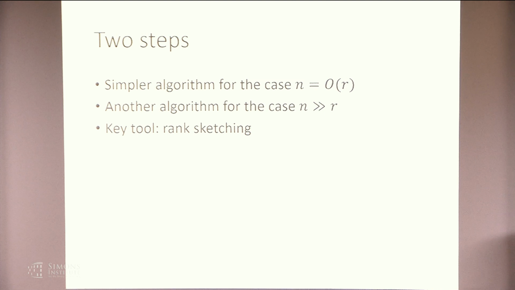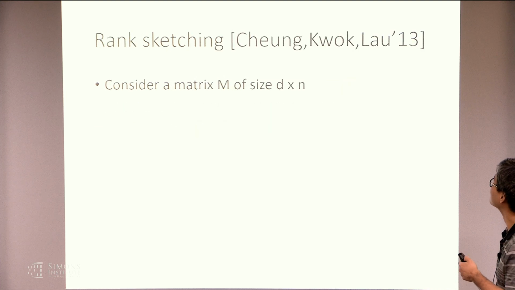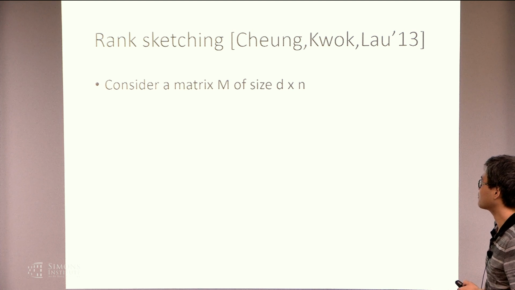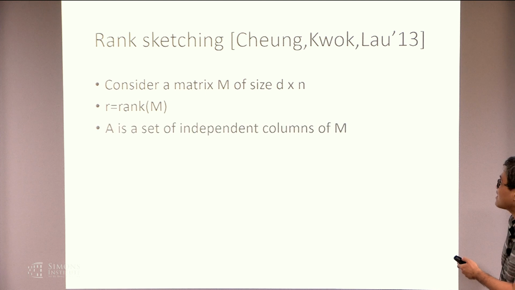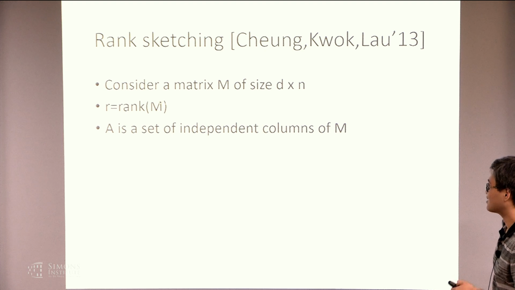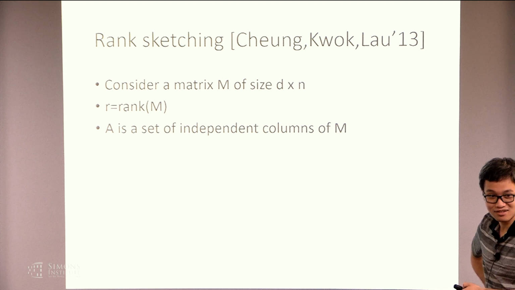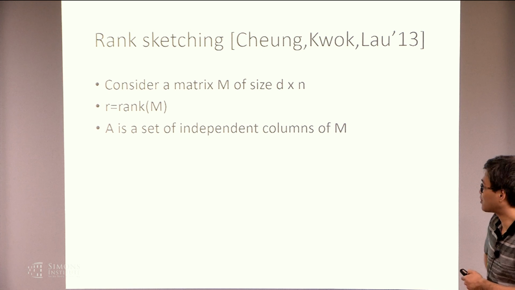So what is rank sketching? This is from a really nice paper from 2013, by Cheung, Kwok and Lau, and the result is as follows. If I have a matrix of size, let's say, d by n, and it has rank r smaller than both d and n, then we can compute a sketch matrix, a linear sketch, that preserves the rank. That is something that I guess a lot of people here know. The precise parameters are that we also want to preserve a particular set of independent columns. So basically, you can think of A as the maximum weight set of columns that we want to preserve.